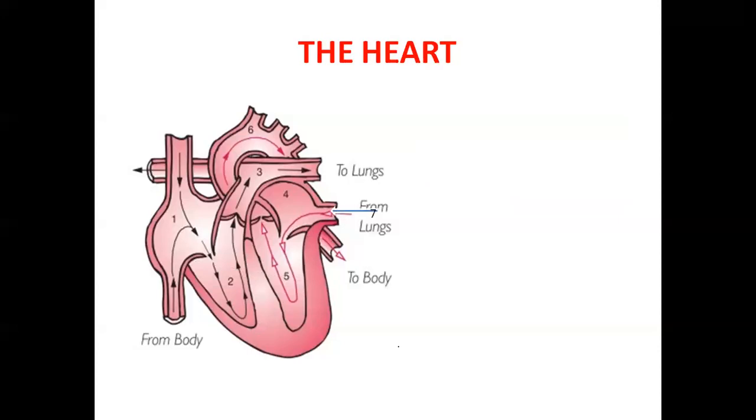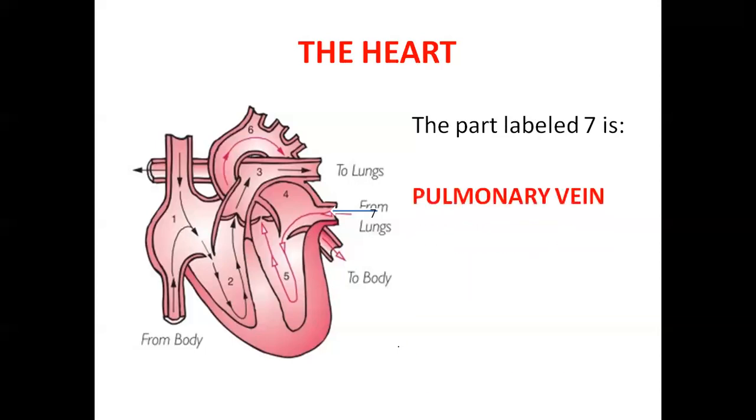And there was a part labeled 7. All right, that's a pulmonary vein. As you said, the pulmonary vein carries oxygenated blood from the lung to the left side of the heart, that means it goes into the left atrium.